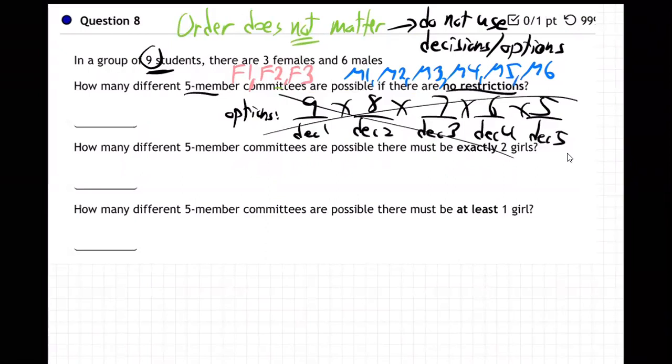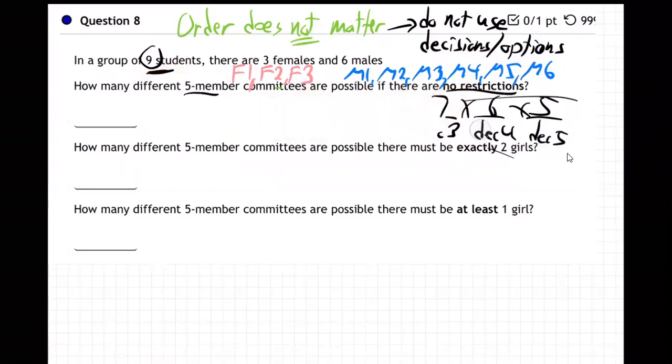Now, again, if these were different offices, president, vice president, then that would be exactly what we would do, because then the order would matter, and I would just do decisions options. We do decisions options when order matters. So if these were different offices, president, vice president, secretary, or positions in a race or sitting in a line, then the order would matter, and I would do decisions options. I would say there are 9 people to choose from for the first spot, then 8, then 7. That'd be great if order mattered, but order doesn't matter here. You can't do decisions options.